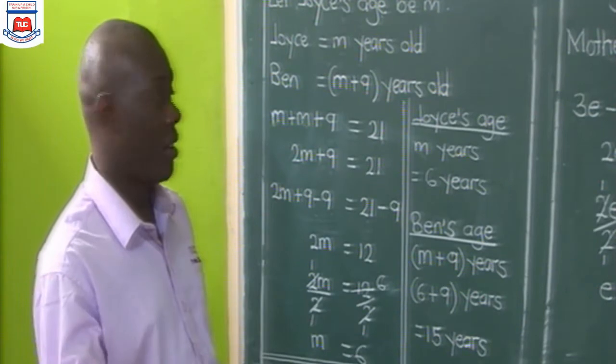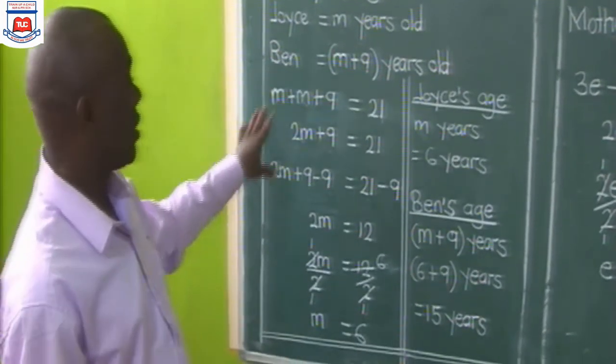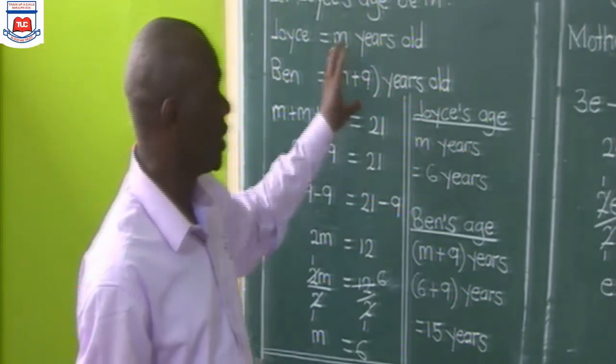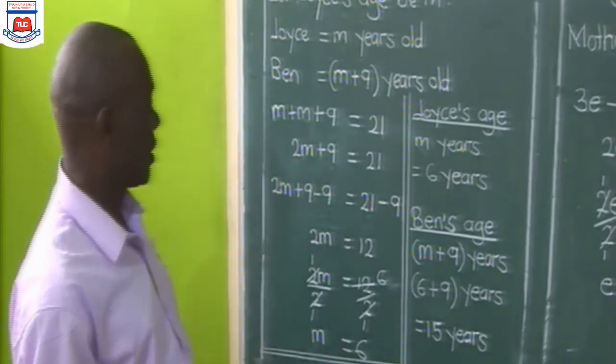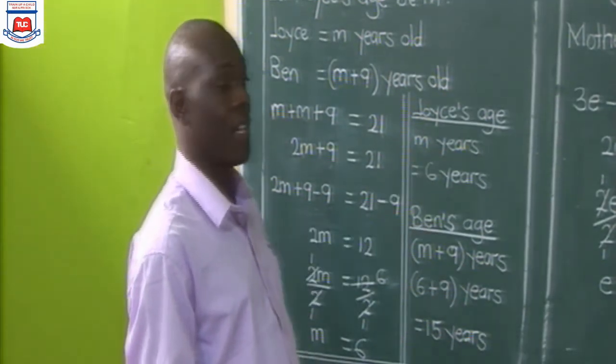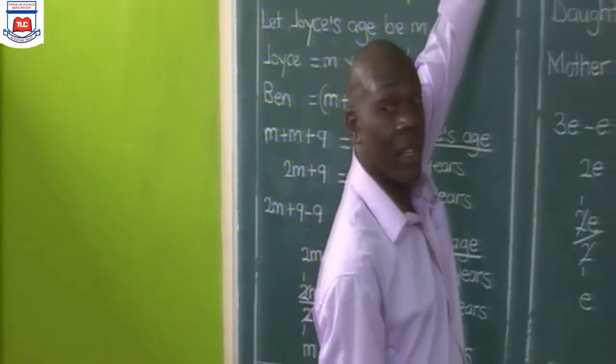It is up to the learner to be responsible for the formation of this equation. Simplify through collection of like terms, solve, and thereafter substitute to answer the question. We shall go to number 2.